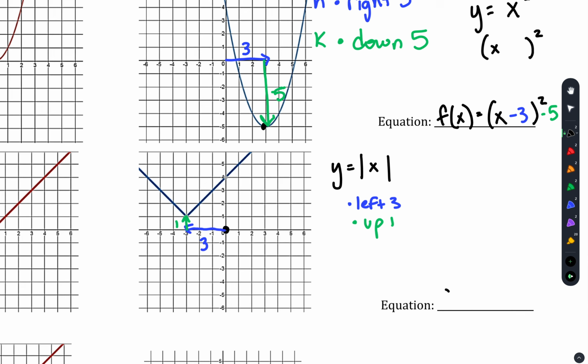Yes or no? Not reflected. So f of x equals the absolute value of x. My horizontal shift goes in here. So I want what? Plus 3 because it's going to the left. And then on the outside, plus 1. Perfect. Anybody have any questions on that?